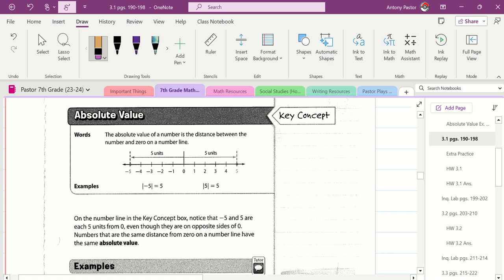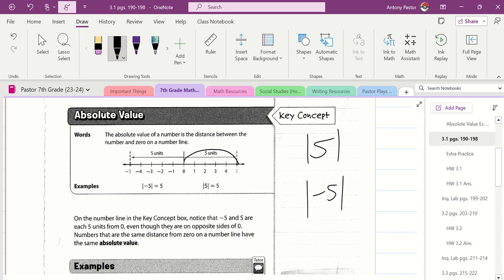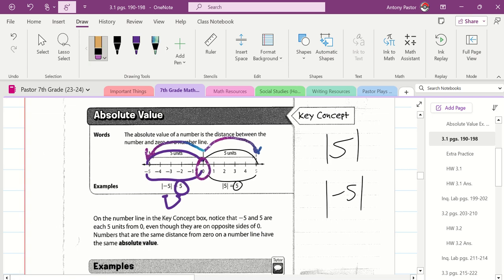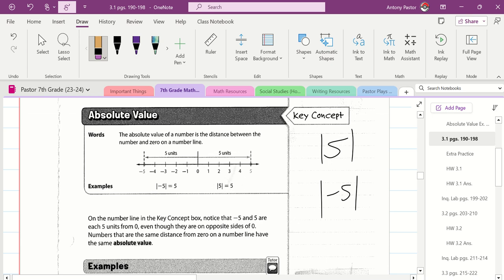So in this case, we have the absolute value of 5 and the absolute value of negative 5. 5 is 5 units right here. 5 to 5, it's still 5 jumps. On the flip side, while it is negative 5, there are still 5 jumps here. So the absolute value of negative 5 is still 5. It's how far away from 0 it is. Positive 5 is 5 units away. Negative 5 is also 5 units away. So the absolute value of 5 and negative 5 is still just 5.